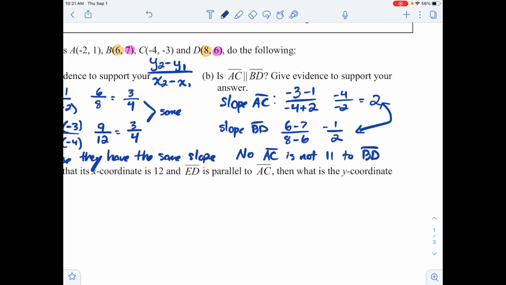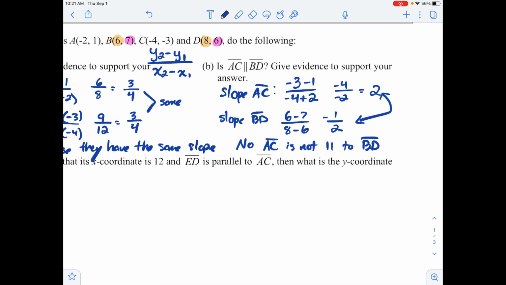Well, what are they? They're not parallel, but they do have something interesting about their slopes. One is 2, one is -1/2. They're actually perpendicular. So we actually could see that AC is really perpendicular to BD because they are negative reciprocals.